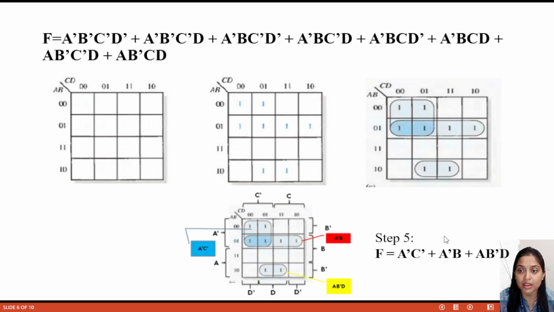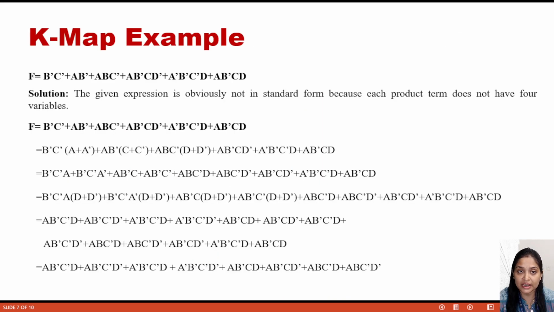So in this way you have to solve the 4 variable Karnaugh map. Next, I have given another example, which is a somewhat tricky question. Sometimes the examiner will give you this type of equation, where not all the variables are in every term.